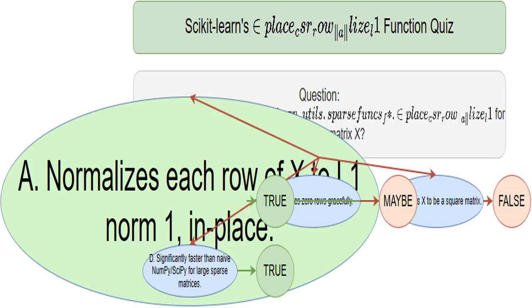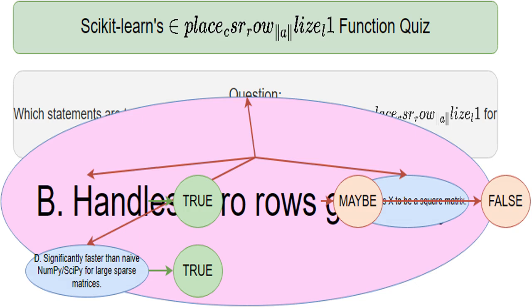Statement A claims the function normalizes each row of a sparse matrix, represented as X, so that the sum of the absolute values of elements in each row equals 1. Furthermore, it states this happens directly within the original matrix, in place, meaning no new matrix is created. Is this true? Statement B suggests that the function manages rows containing only zeros without causing errors. This needs further investigation, as it depends on the function's specific implementation and the version of the library being used. Does it handle these cases smoothly or does it throw an error?